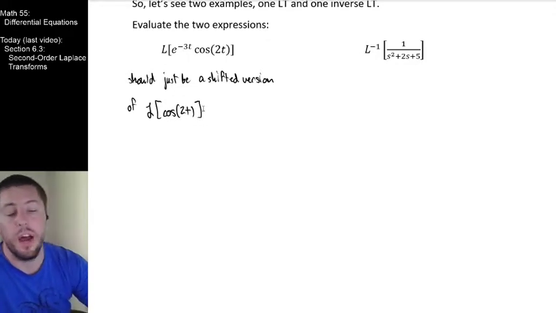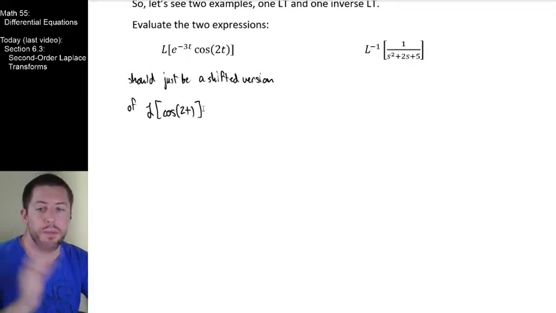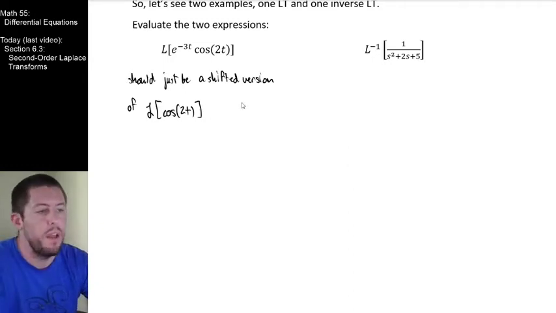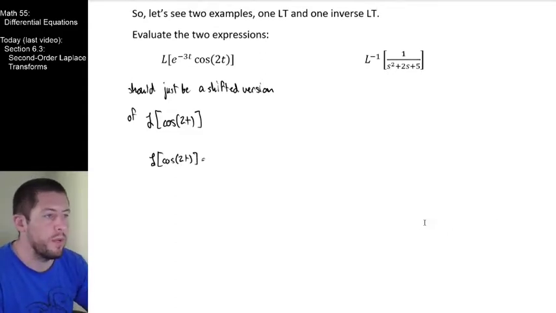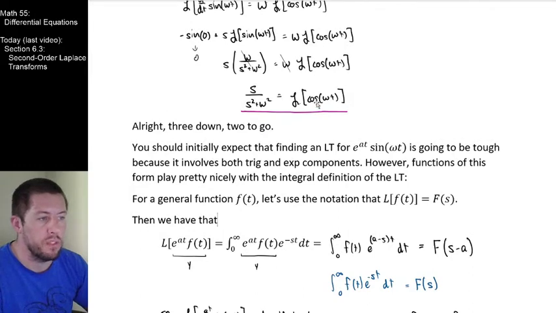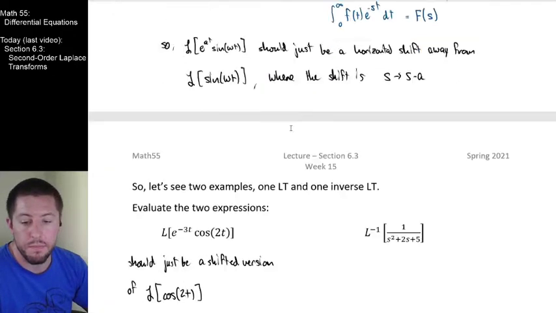We just saw up above that the e to the at term just applies a shift once we're done, right? And we know the Laplace transform of cosine of 2t, well, we just did this up here. We got that the Laplace transform for cosine of omega t is s over s squared plus omega squared. We have cosine of 2t, so we're going to get a 2 squared in that spot. So I'm just seeing s over s squared plus 4.